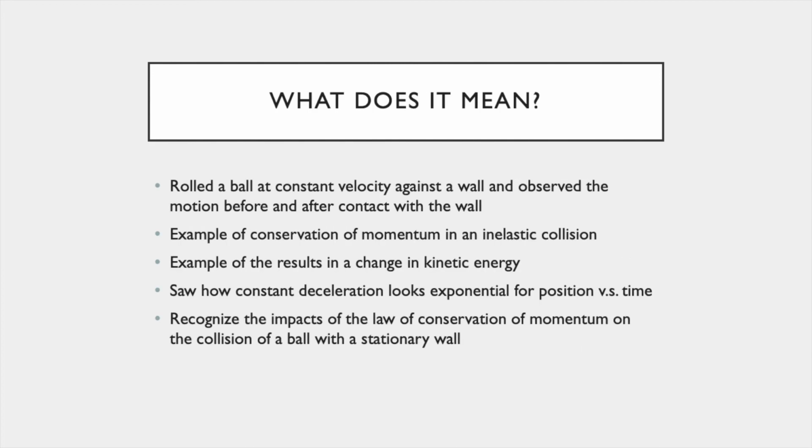So overall, what does this mean? Now we understand what happens when a ball comes in contact with a stationary object and why it is slower as it returns. This is the example of a conservation of momentum in an inelastic collision, and what happens when there's a change in kinetic energy. We can also see how constant deceleration looks exponential for position versus time in a graph. And finally, we can recognize the impacts of the law of the conservation of momentum on the collision of a ball with a stationary wall.